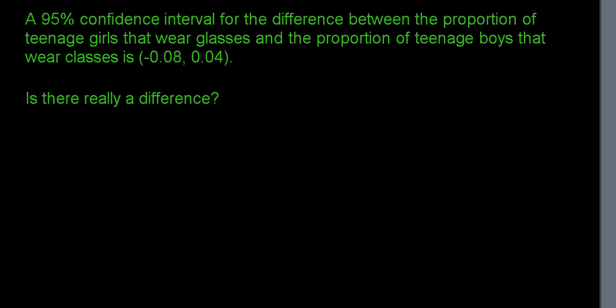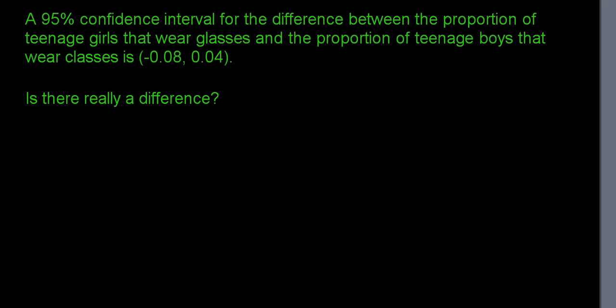All right. Let's do the last topic, which was making sure you can understand how a confidence interval can help us understand significance tests. A 95% confidence interval for the difference between the proportion of teenage girls that wear glasses and the proportion of teenage boys that wear glasses is negative 0.08 to 0.04. So let's make sure we know how to interpret this. I'm 95% confident that the true difference between the proportion of boys and girls that wear glasses is anywhere from negative 8% to positive 4%. That means girls are 8% higher to 4% lower than boys.